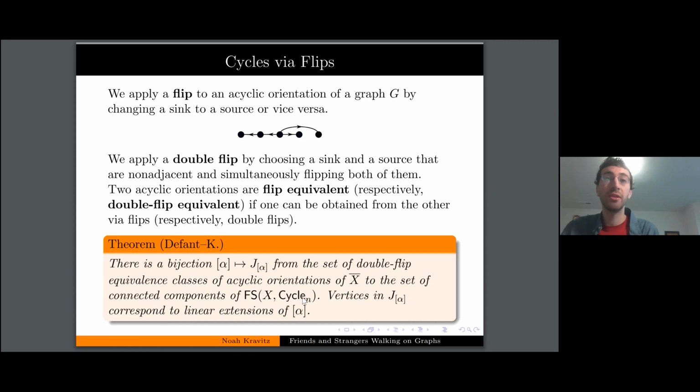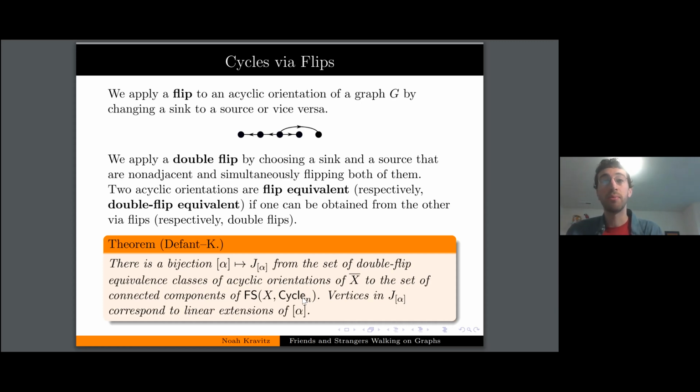So let's say that we have a friendly swap involving people 1 and n. Person 1 must have been standing on a source, because that person's the smallest label, and person n must have been standing on a sink, because that's the biggest label. And if they're able to perform a friendly swap, this means they must have been standing on adjacent vertices in X, and so they were standing on non-adjacent vertices in X bar.